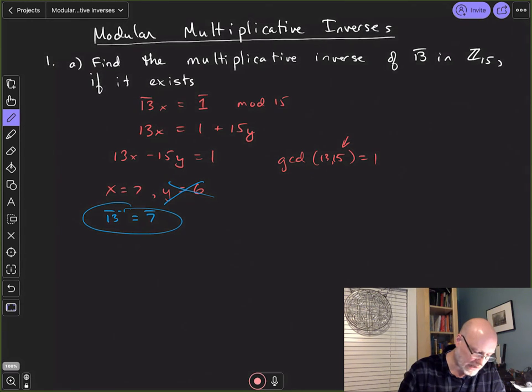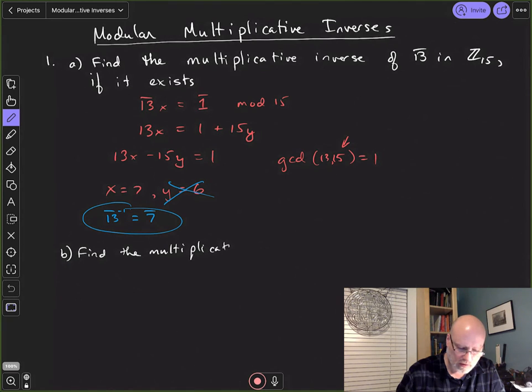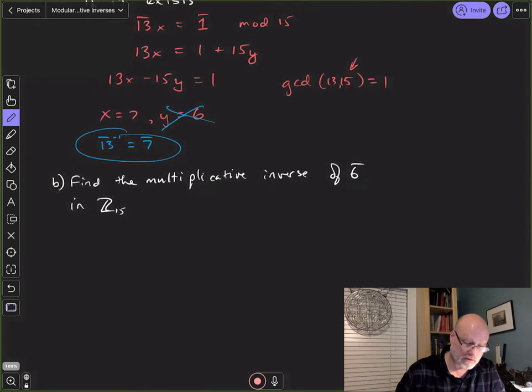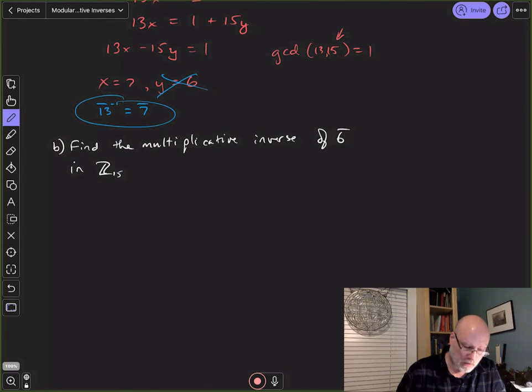As a counterpoint to that, what about the case where we want to find the multiplicative inverse of 6 bar in Z sub 15, if it exists? I'm just going to shift that up. Well, we would basically do all of the same things again. So I'm going to start off with 6 bar times x equals 1 bar, and this is in mod 15.